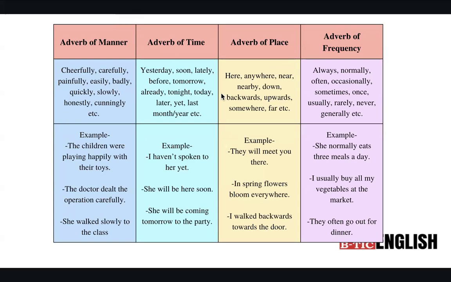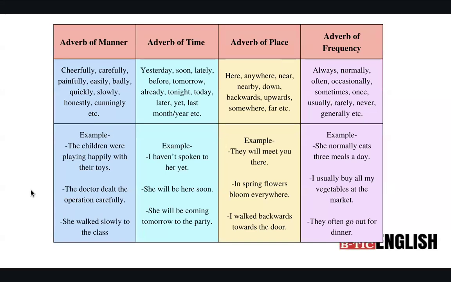Next, we have adverbs of frequency. Frequency means how many times, or the number of times, you do something. Like always, normally, often, occasionally, sometimes, once, usually, rarely, never, generally.